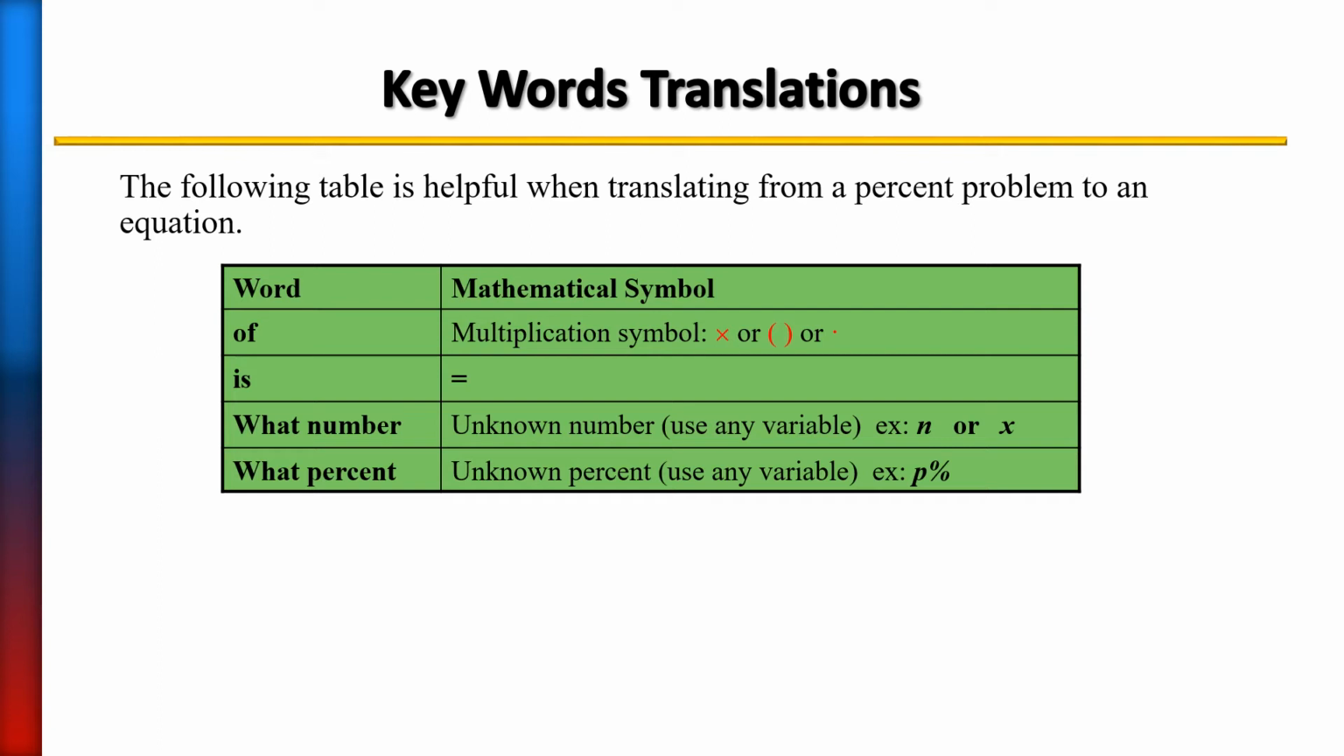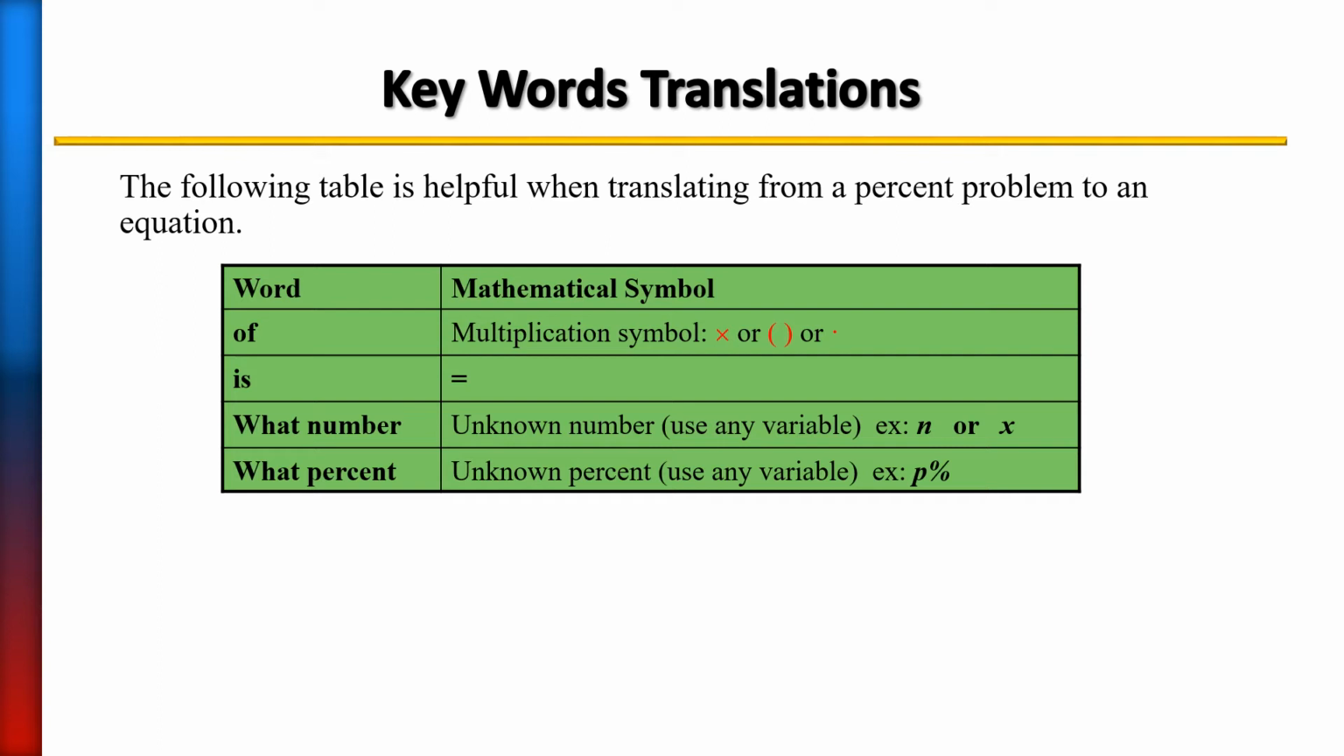Is, the keyword there is equal. That's where you insert an equal sign. Whenever you hear what number, that is your unknown, your variable, the number that you're looking for. You can use any letter of the alphabet. Most commonly X is used, or the letter N, which stands for number.